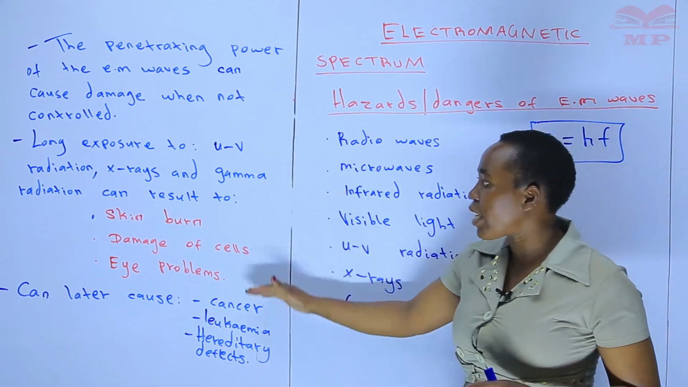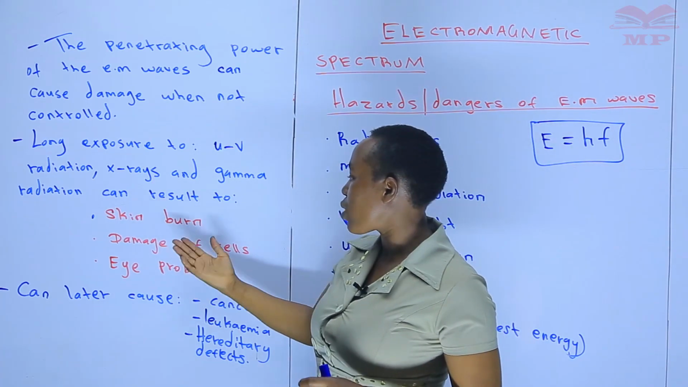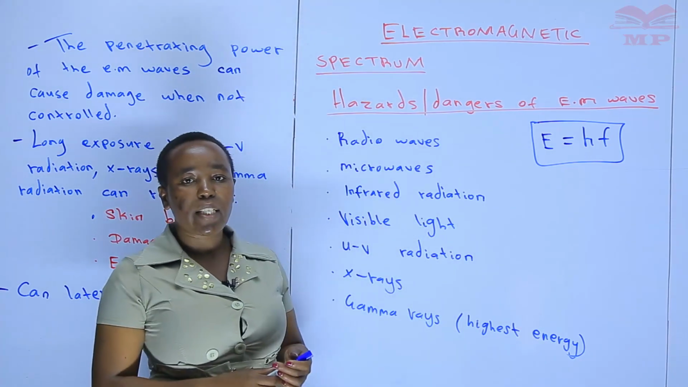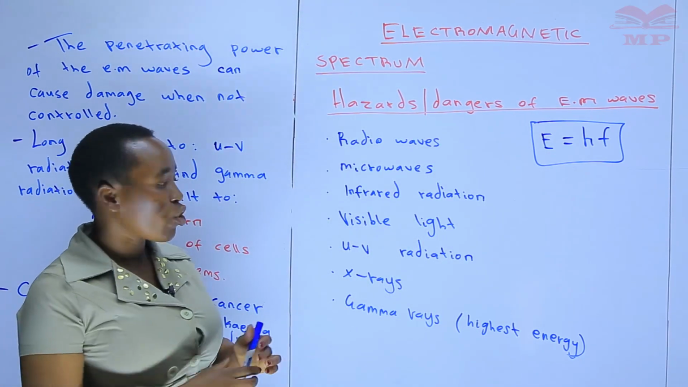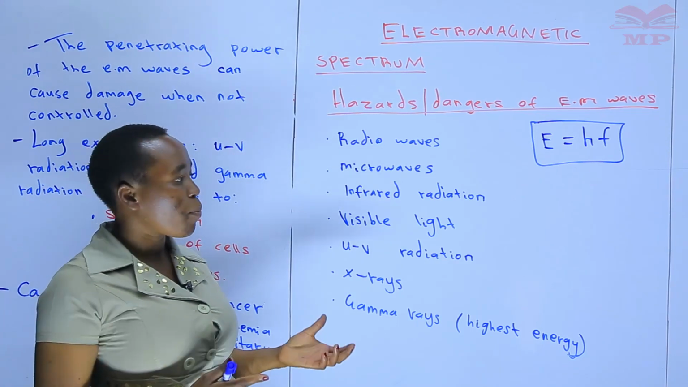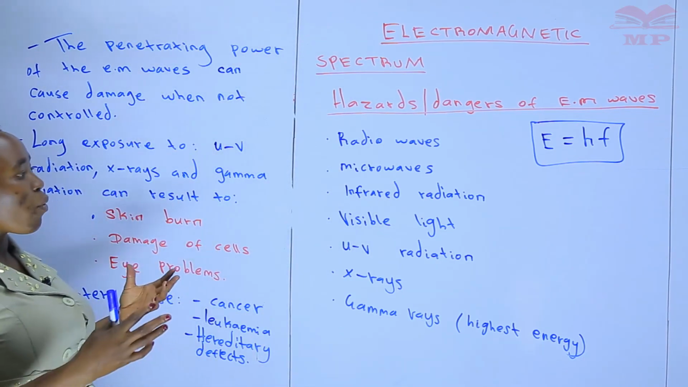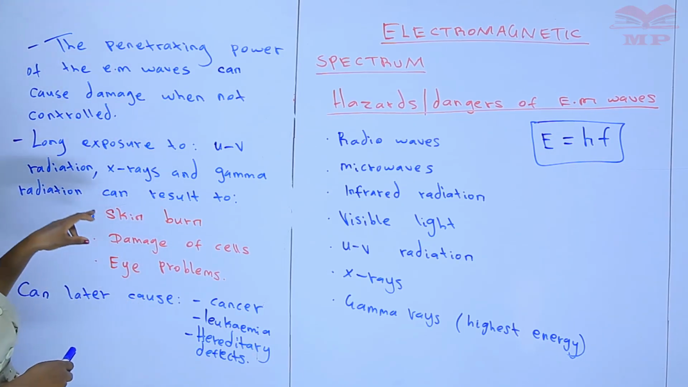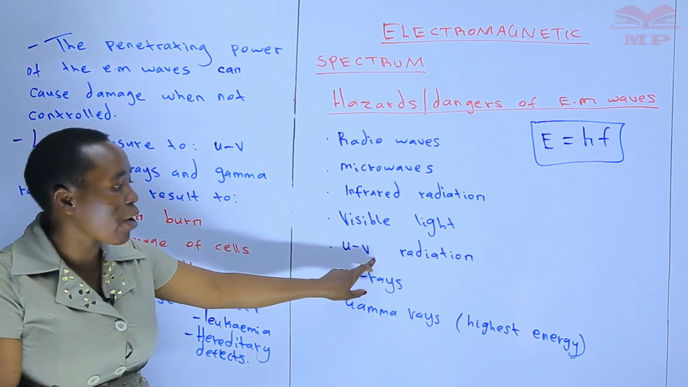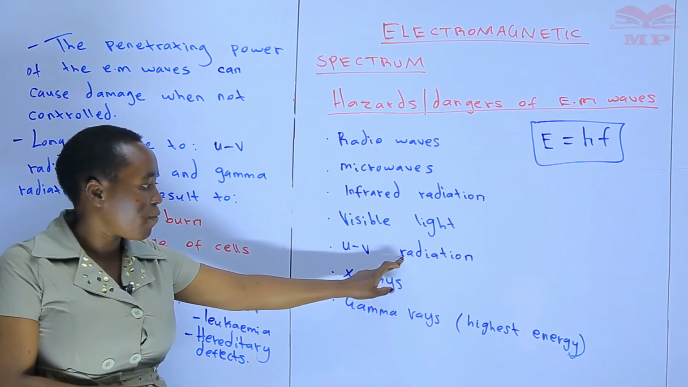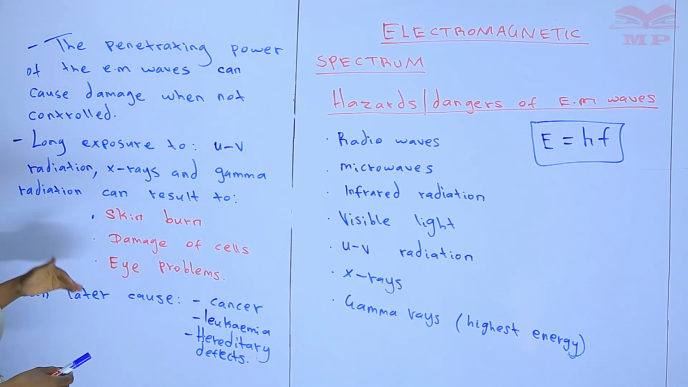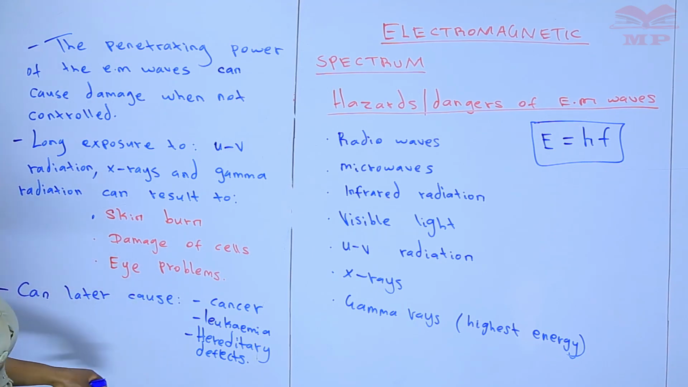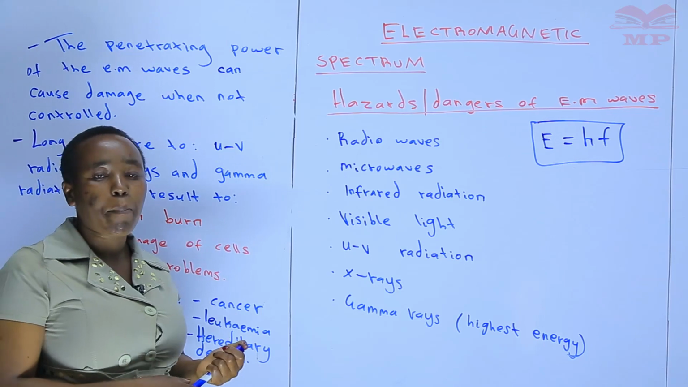So these are the dangers. We have seen that they can result in skin burn, damage of the cells, eye problems, and that's why most of the times when the sun is very scorching, you usually find that some of the people, especially those who do not have a lot of melanin, may have skin burns. It is a result of ultraviolet radiation. And it's very dangerous. As we have seen, when it continues, it can lead to cancer, leukemia, and hereditary defects in young people.